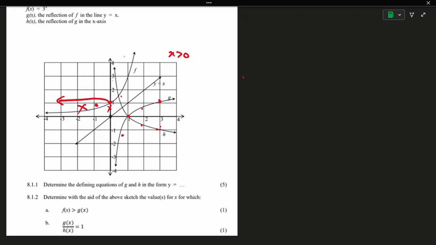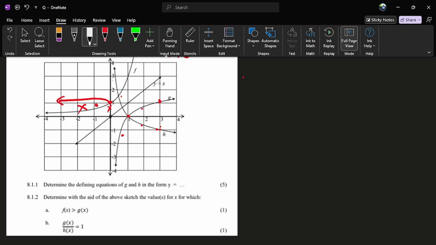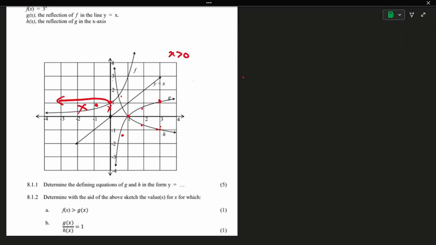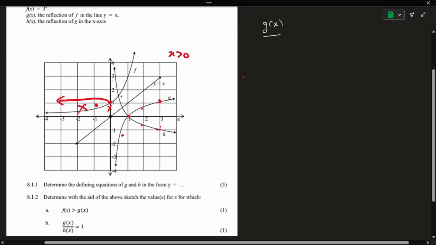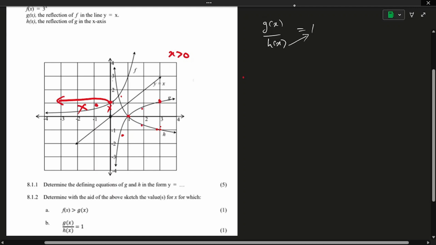So this produces complexity. The easiest way to solve this problem is to rewrite it in a way that you are going to understand. We have g of x divided by h of x, and they are all equal to 1. So we can remove this h of x at the denominator by cross multiplying. This will become g of x being equal to h of x.